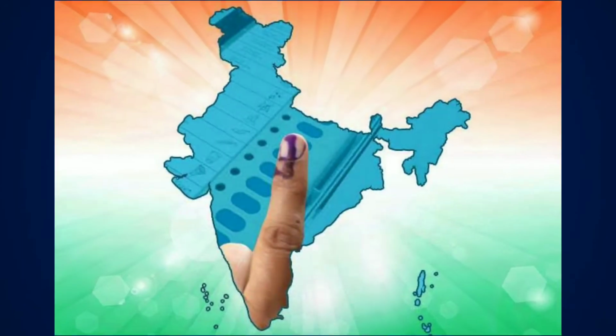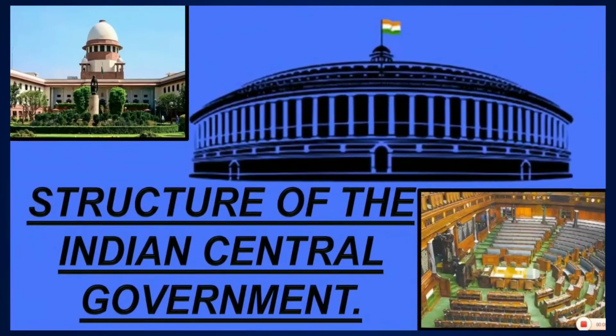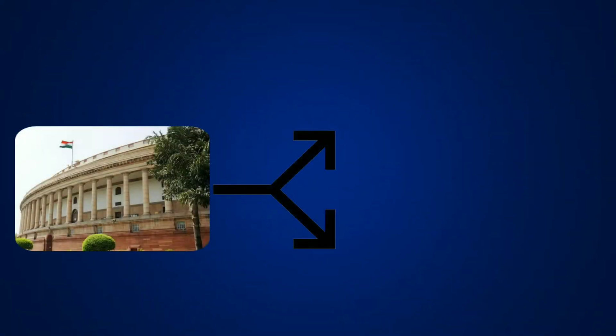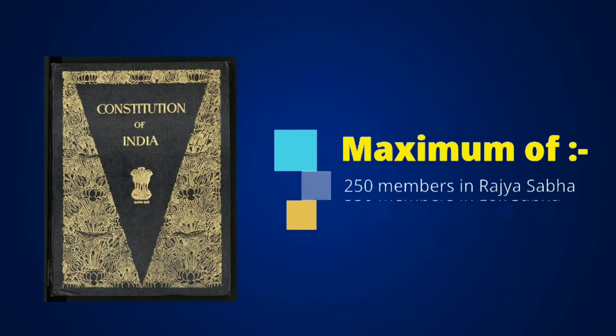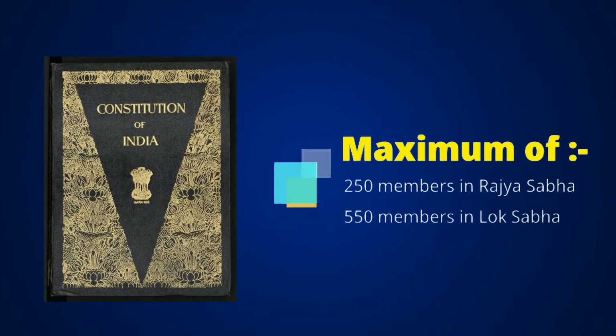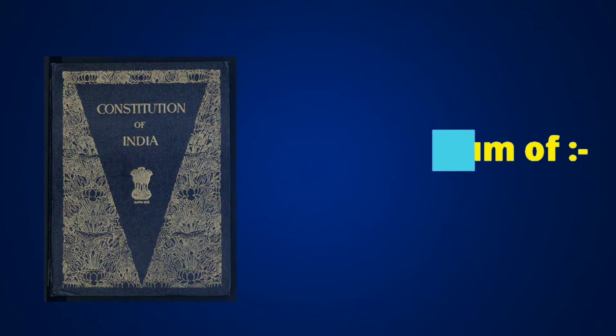Guys, before we understand how elections happen in India, first let's know a little about the structure of the Indian central government. The Parliament of India is divided into two parts: the Rajya Sabha, which is the upper house, and the Lok Sabha, which is the lower house. According to the Constitution of India, there can be a maximum of 250 members in the Rajya Sabha and a maximum of 550 members in the Lok Sabha, in which today there are only 542 members.